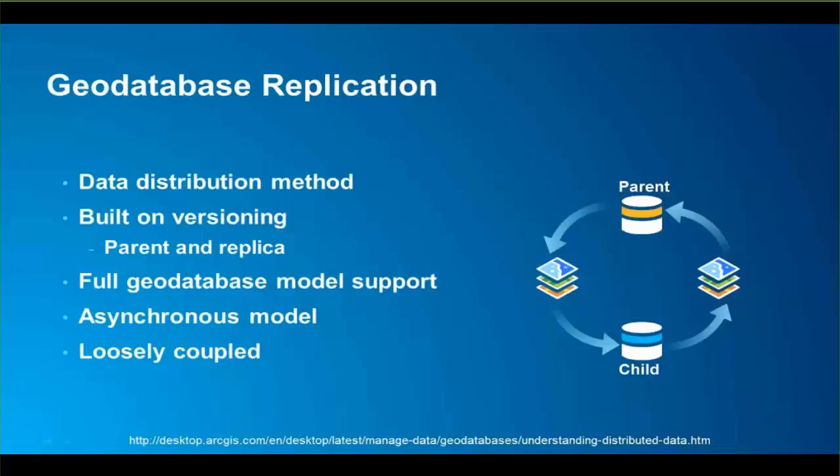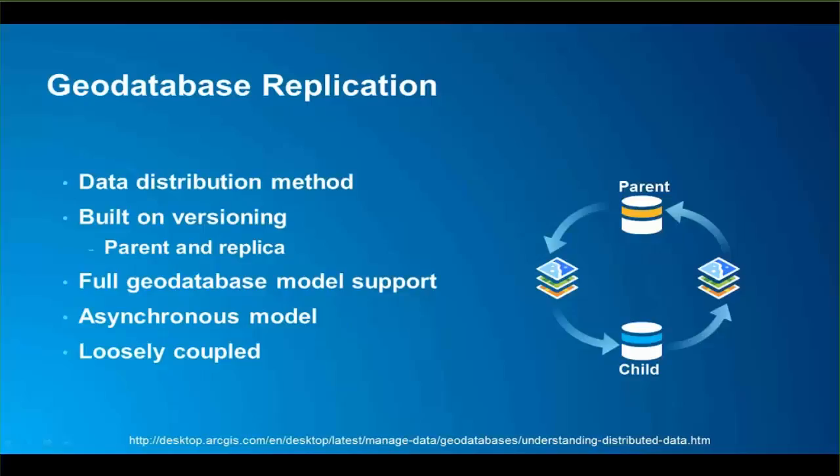So geodatabase replication is the data distribution method used to share enterprise-level data within the ArcGIS platform. It's built on top of versioning, so data needs to be registered as versioned in order for this to work. Replication supports the full geodatabase model as well, so that includes topology, networks, behavior rules, and relationship classes as well. This distribution method uses an asynchronous model where any data conflicts are resolved prior to committing changes back to the parent replica. This replication type is also loosely coupled, which means that a replicated geodatabase can work independently from its parent, and any edits can still be synchronized.